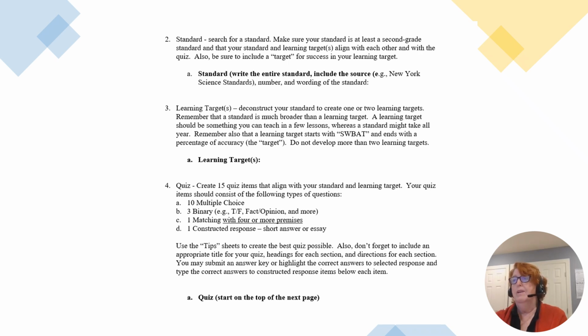Then you're going to create a 15-item quiz that aligns with your standard and learning target. And it has to be certain types of items. I need 10 multiple choice, 3 binary, those are true/false, fact/opinion, anything that has 2 answers. And so usually that's true/false. A matching with 4 or more premises. And if you don't recall what premises are, you can look it up in the textbook or look at the lecture. And a constructed response, something that's short answer or essay.